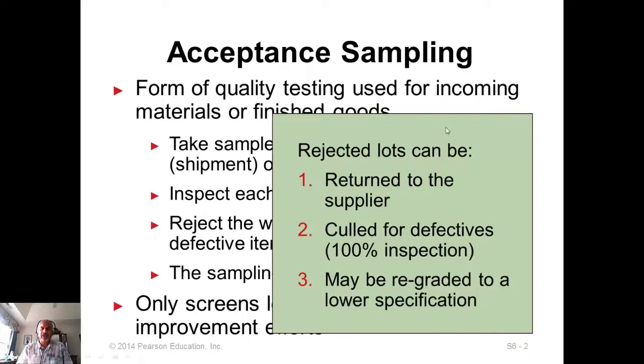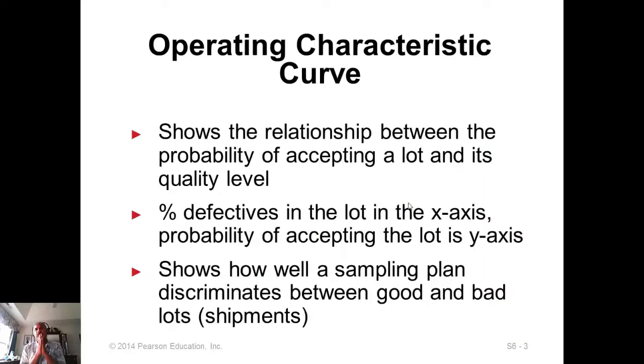When you reject, you can return the entire lot back to the supplier, or, if it is feasible, you can do 100% inspection and cull all the defectives and keep only the good ones. Or maybe you can regrade the lot into a lower specification lot, if that is feasible again. To decide the values for n and c, we have to first understand what is called the operating characteristics curve for a given sampling plan. Once you have n and c, then you can develop an OC curve. We don't know the n and c values yet, but let's try to understand what this OC curve is, and then we will go back to finding the correct n and c.